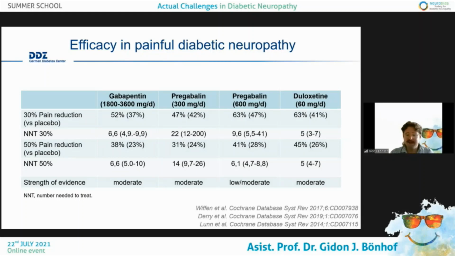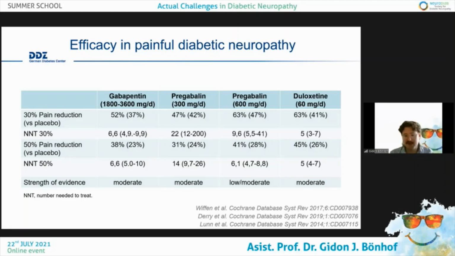Here I did a literature research with the recent Cochrane reviews about the efficacy of gabapentin, pregabalin, and duloxetine. And I think it's quite interesting if you have a look at the number needed to treat. How many patients do you need to treat with a substance to have a significant pain reduction of at least 30%?